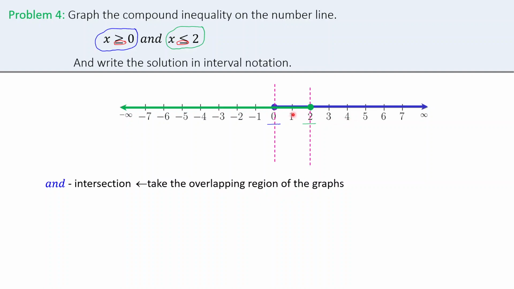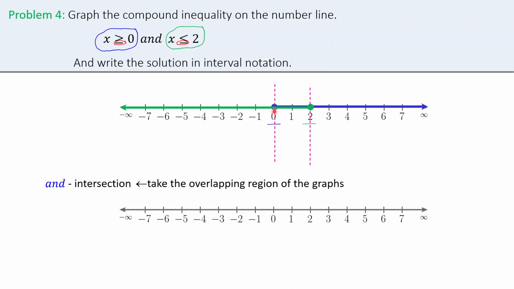The two graphs overlap in this region. So draw the overlapping region. There is a filled circle, put that. There is another filled circle, put that. This is the graph of this compound inequality.